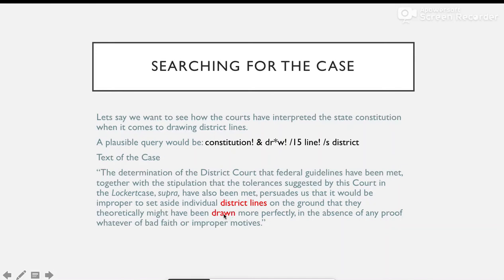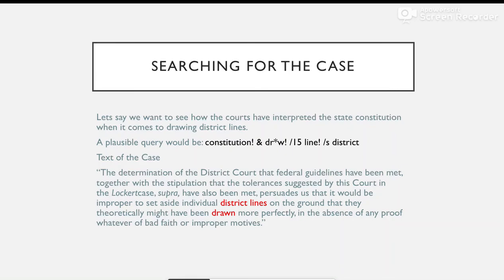drawn. It's within the same sentence as drawn. And line is within 15 words of district, or within the same sentence as district. So obviously, we see that we didn't need that connector that said it's within the same sentence, because they're right next to each other. I could have really used quotation marks, which we'll get into in a minute.